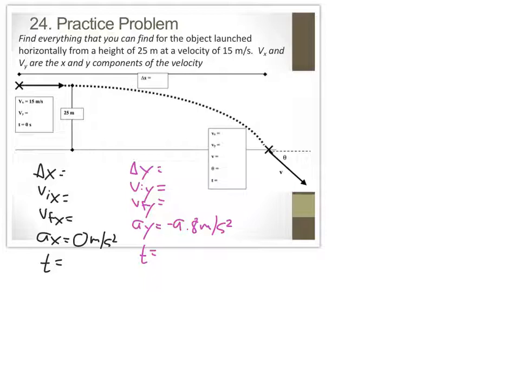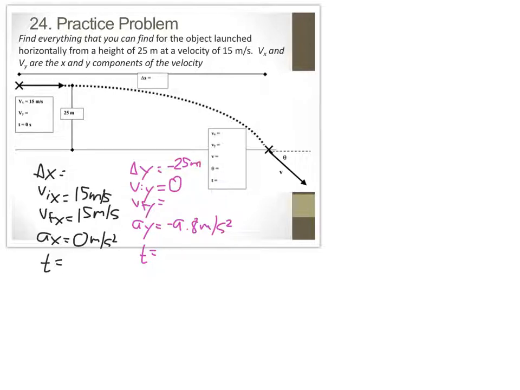I'm told that it's launched at a velocity of 15 meters per second horizontally. So that's going to be my initial in the x, and because I'm not accelerating in the x direction, that's also my final in the x direction. Since it's a horizontal launch, I know that my initial y velocity is 0. That's always true for a horizontal launch. And I'm launching it here from a height of 25 meters above the ground. So I also know that my delta y for the whole thing is going to be negative 25 meters.